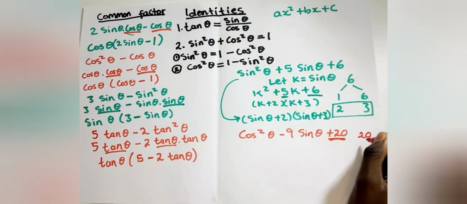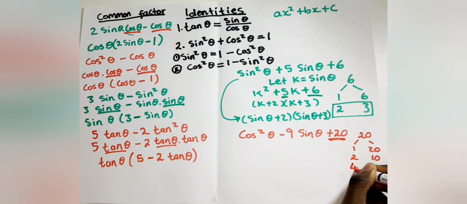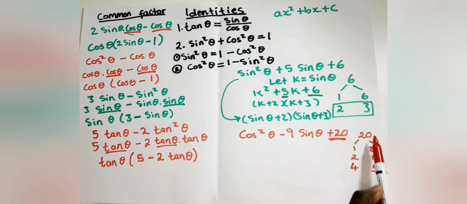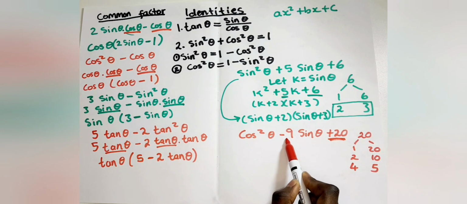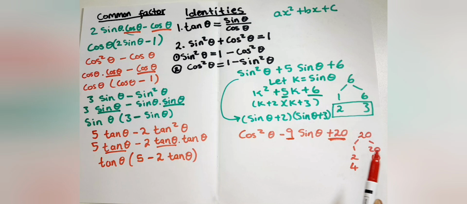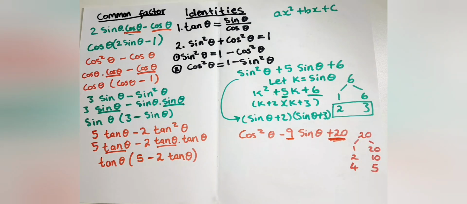The factors of 20 are 1 and 20, 2 and 10, 4 and 5. Now we are looking for the factors of 20. When we add them, we should get a negative 9 because this is the value of p, right? And when you multiply them, you should get a positive 20 there.